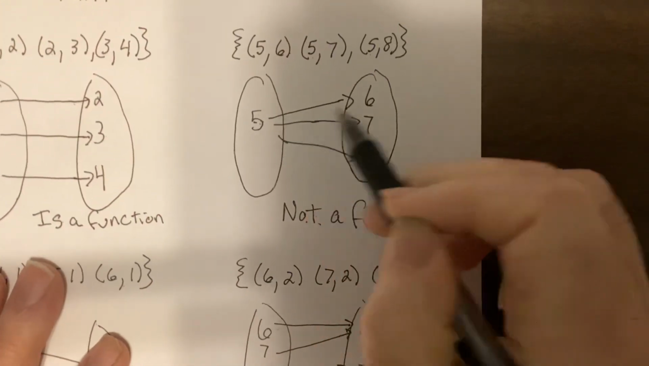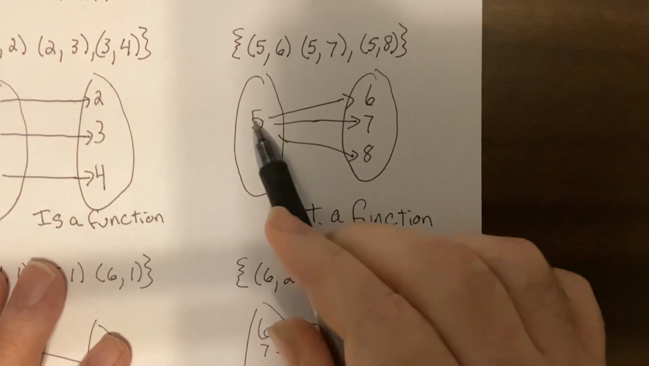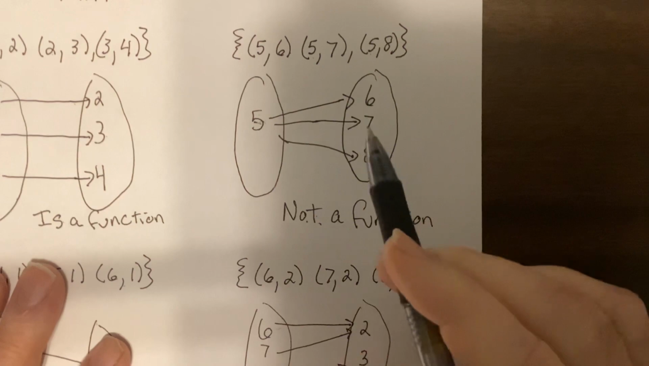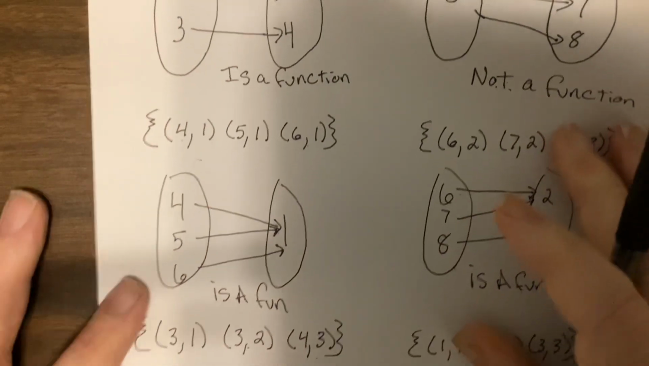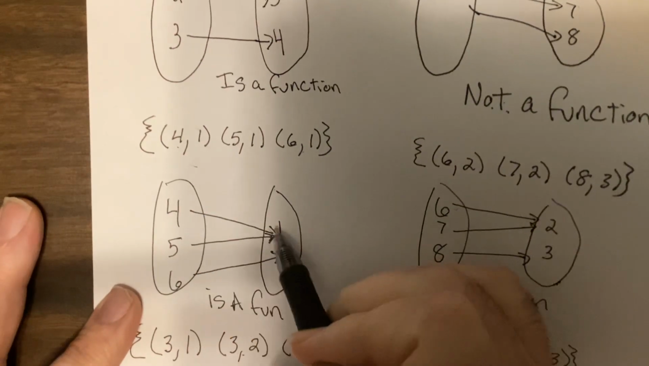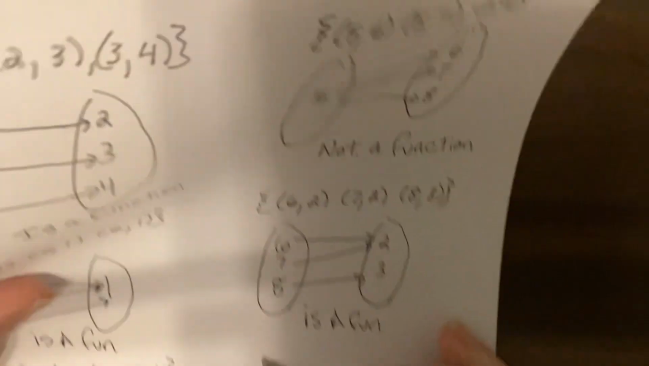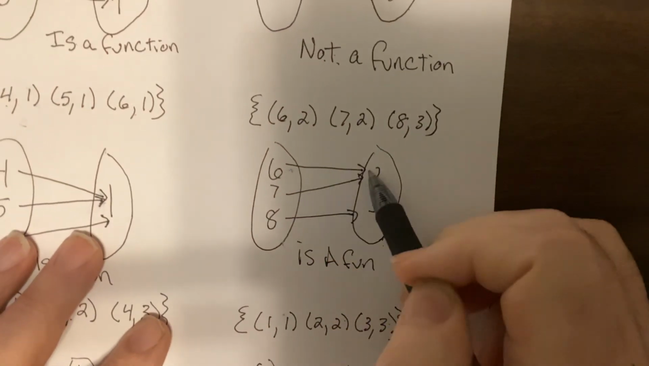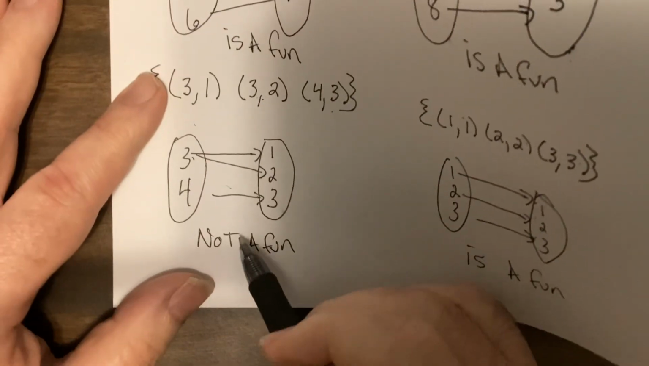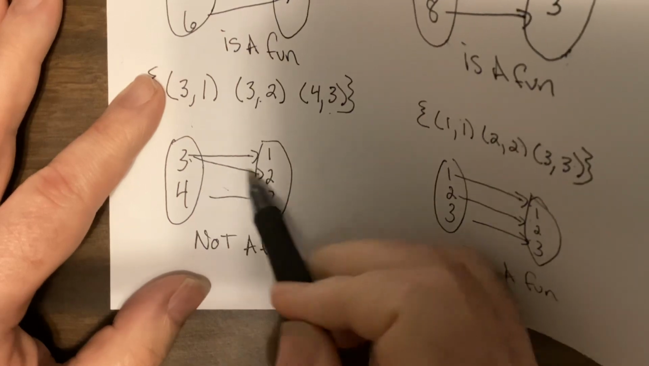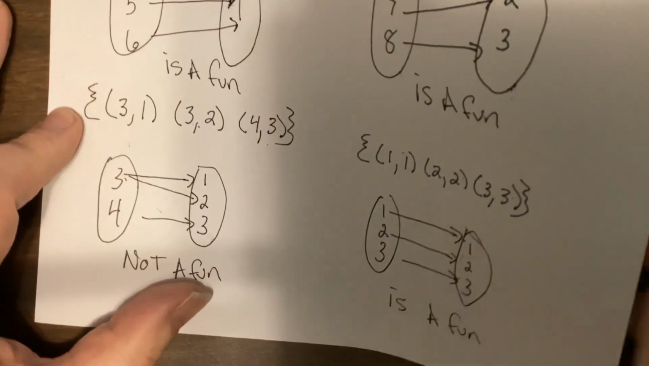Not a function because this has more than one, actually has 3 coming from your x value. That's the one that matters. Not how many goes to the y, how many comes from the x. So is a function because each one of the x has one arrow. Is a function because each has one arrow. Not a function because 3 has 2 arrows coming from it, from the x values. And this is a function.